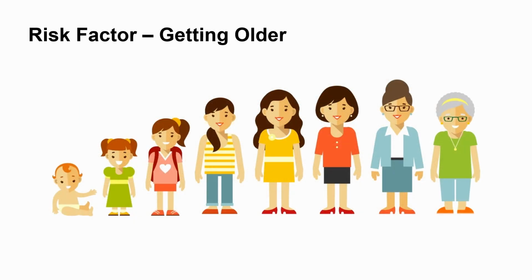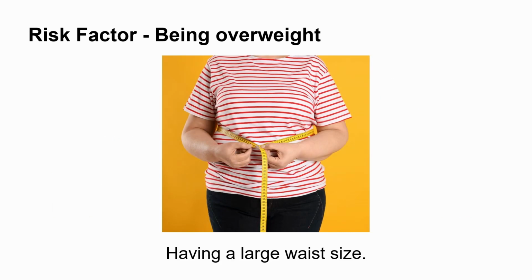Risk factor: age. Just getting older increases the risk of developing type 2 diabetes. Risk factor: being overweight. Being overweight and having a larger waist size and carrying weight around the middle can increase the risk of getting type 2 diabetes.